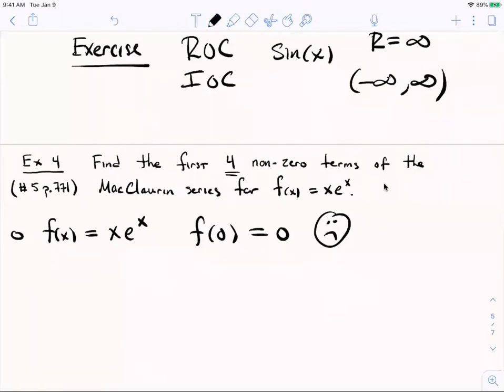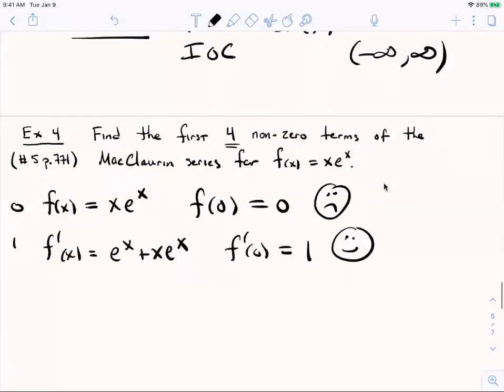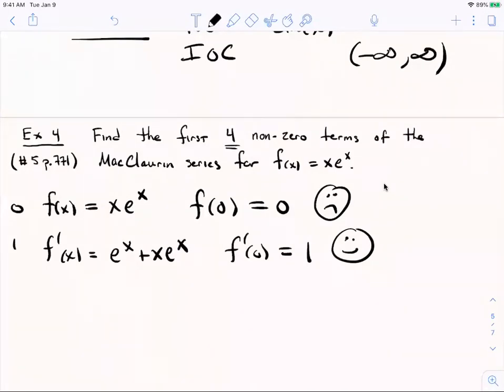So let's try the first derivative then. f prime of x, well, you got to use the product rule. f prime of x is e to the x plus x times e to the x by the product rule. So f prime of 0 is 1. Good. That's a non-zero term. So we know what to put in the red box for our x to the first factor, right? This is a Maclaurin series, so we're going to expand in terms of x minus 0.